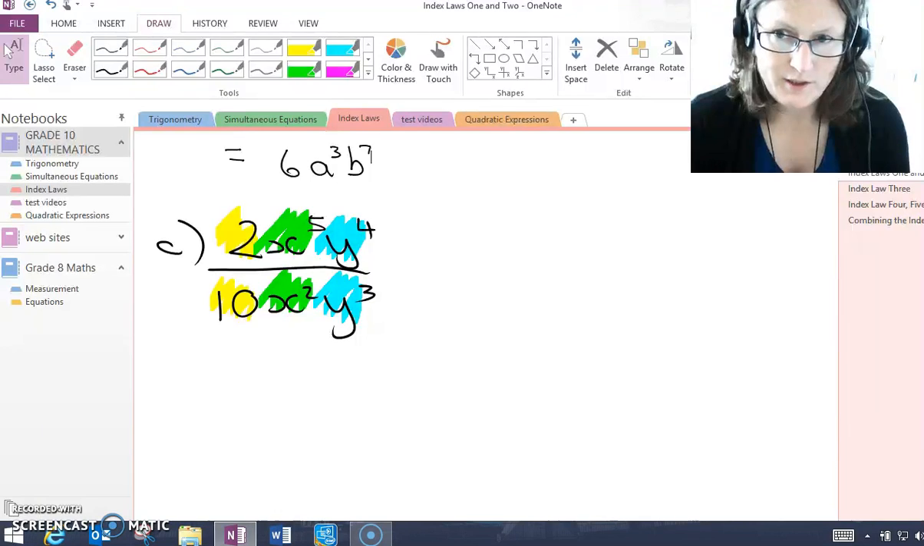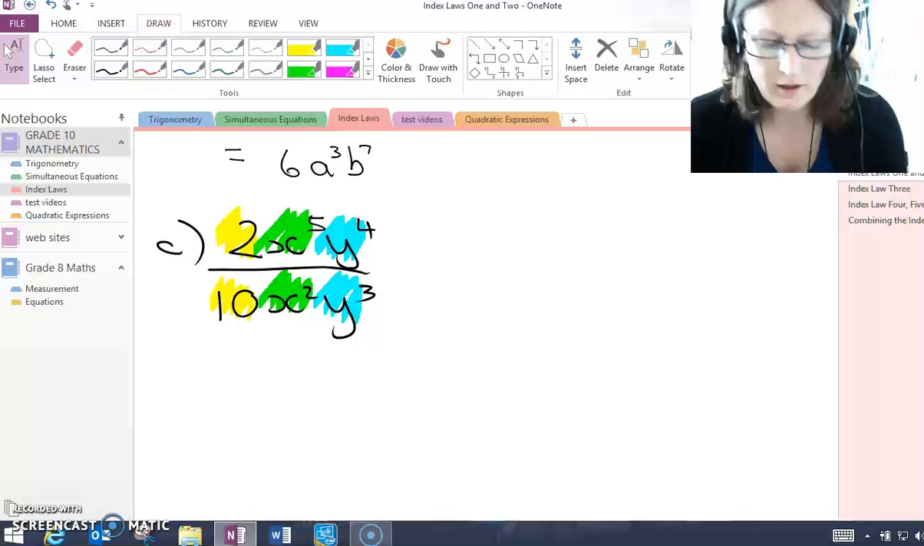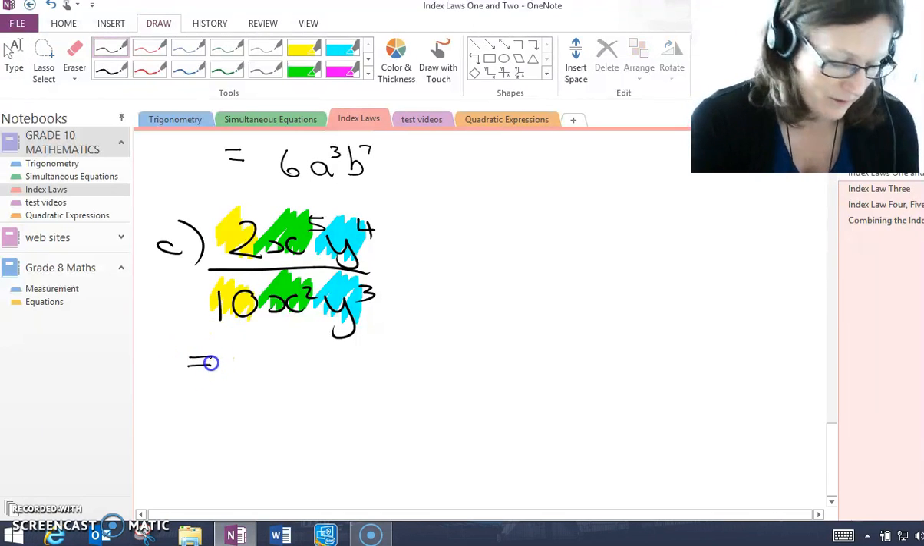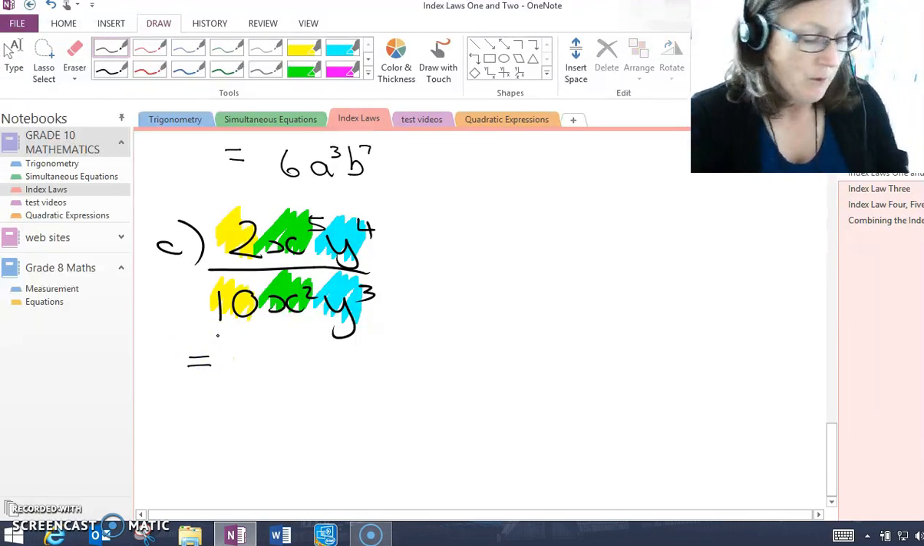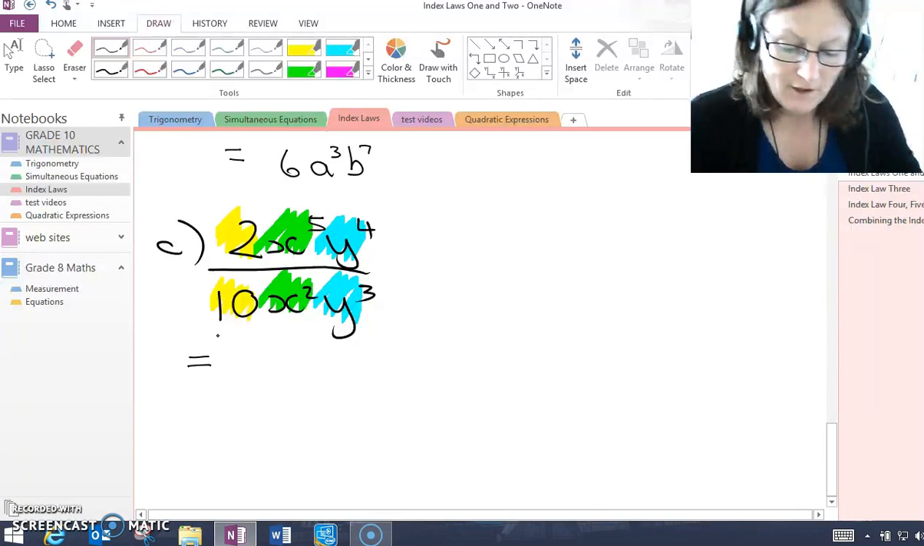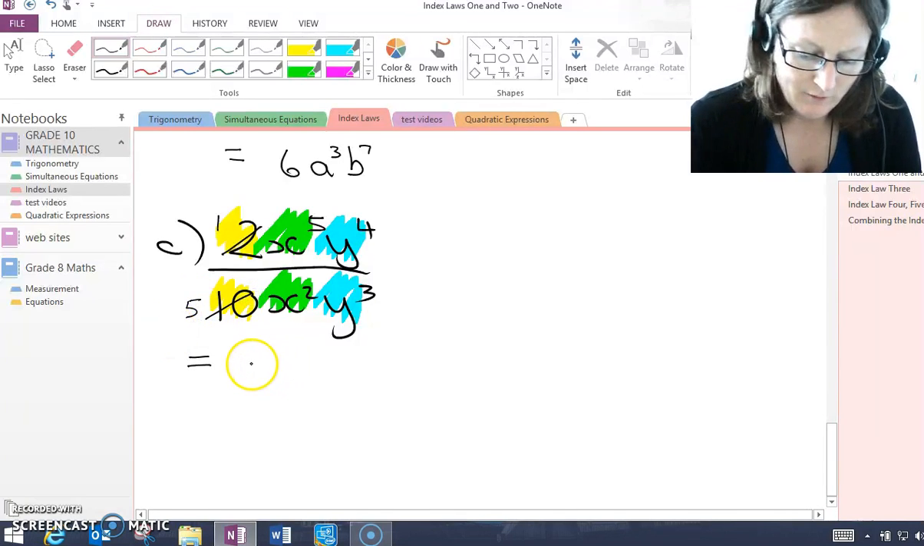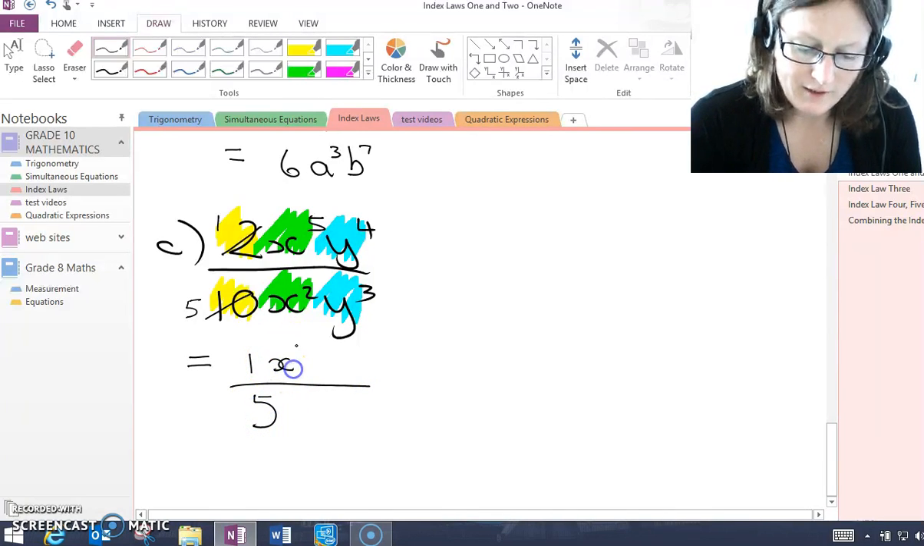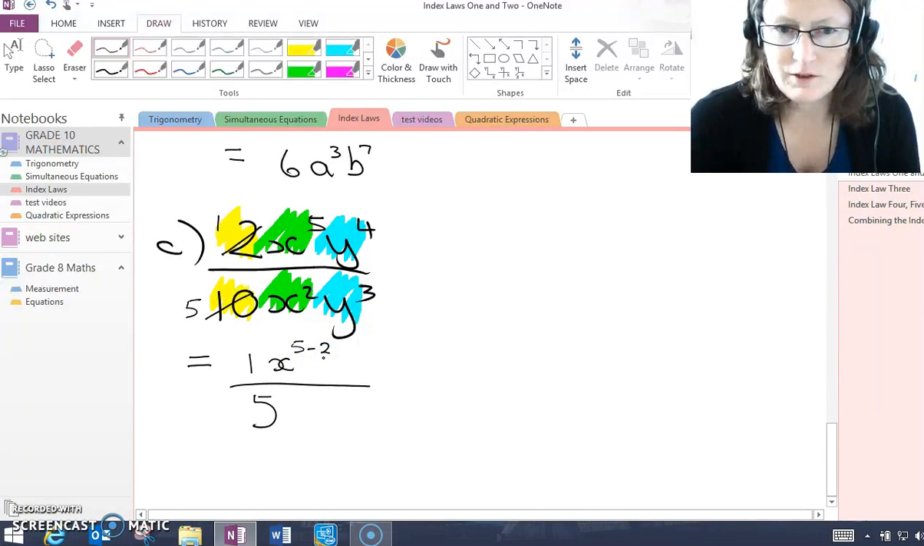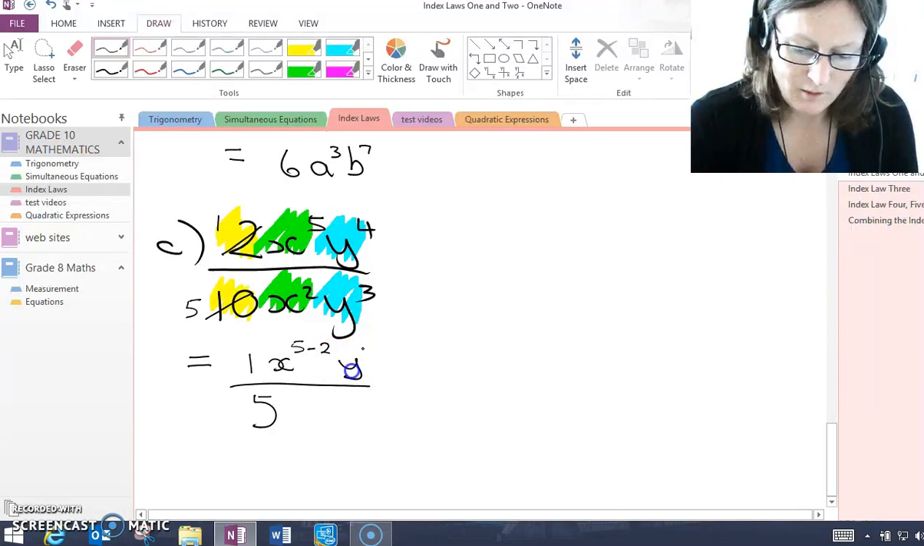Okay, worked example 1c. Again, I've rewritten it. You can see that I've highlighted the things that we need to do together, if you like. With the 2 and the 10, I can say 2 goes into itself once, 2 goes into 10 5 times. We then have 1 and 5. With the x's, I have x to the power of 5 take 2. Index law 2, if it's a division, I take the numbers. y to the power of 4 take 3.